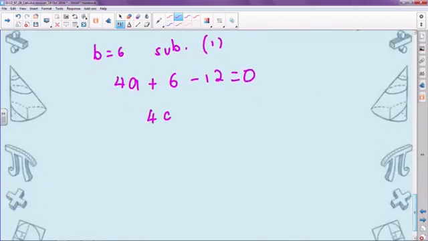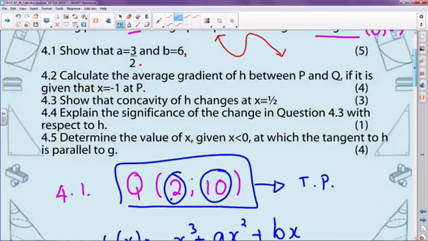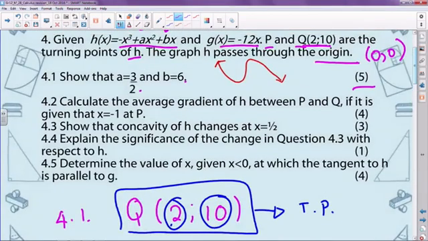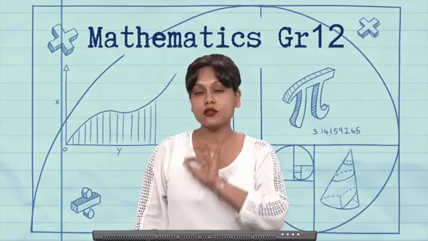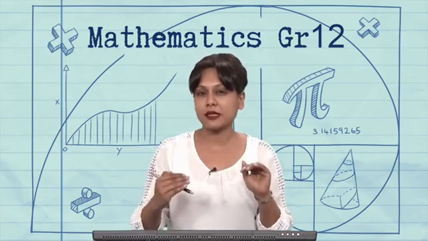So I get 4a, 6 minus 12 is negative 6. Take your 6 over to the right-hand side, divide through by 4, and you get that a is equal to 3 over 2. Quite a long process. Simultaneous equations always are, and that's why it's worth 5 marks. But the actual simultaneous equation itself, you've been practicing that since grade 9. It's not a difficult concept. Be very, very careful that you don't make any silly mistakes.